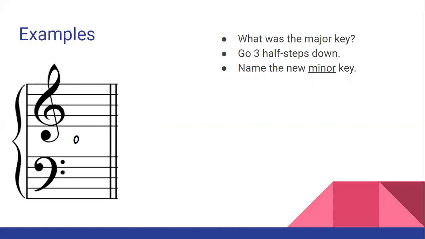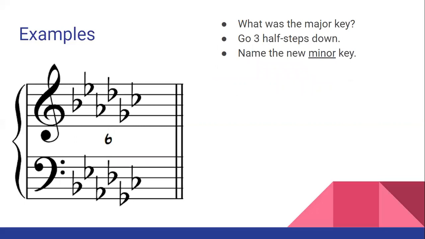What if there are no sharps and no flats? Well, you're in the key of C, right? If you see no sharps and you see no flats. Go down 3 half steps from C. What do you get? A minor.